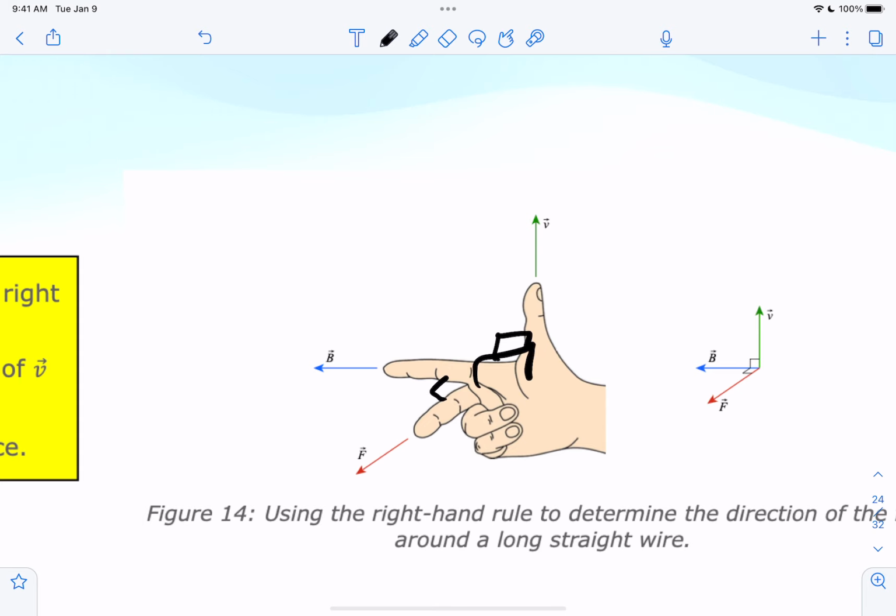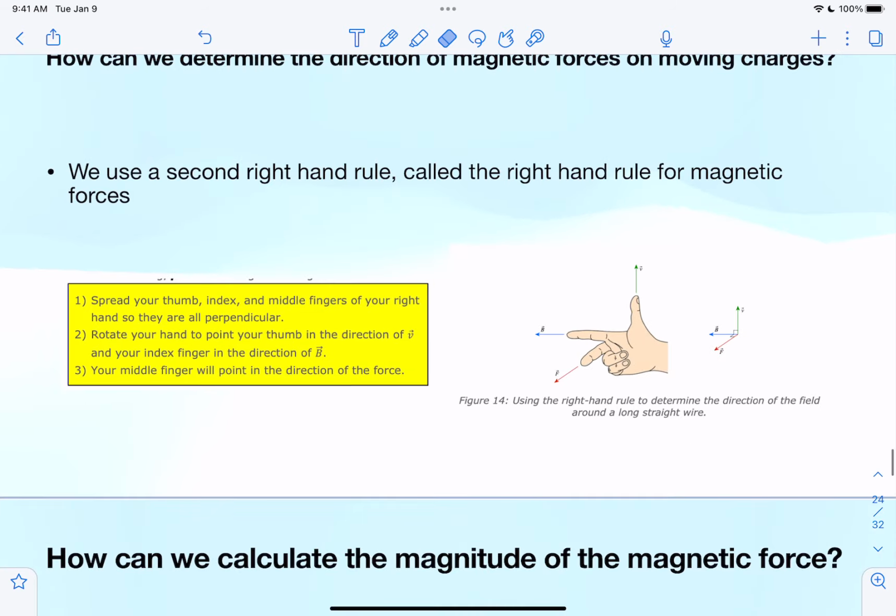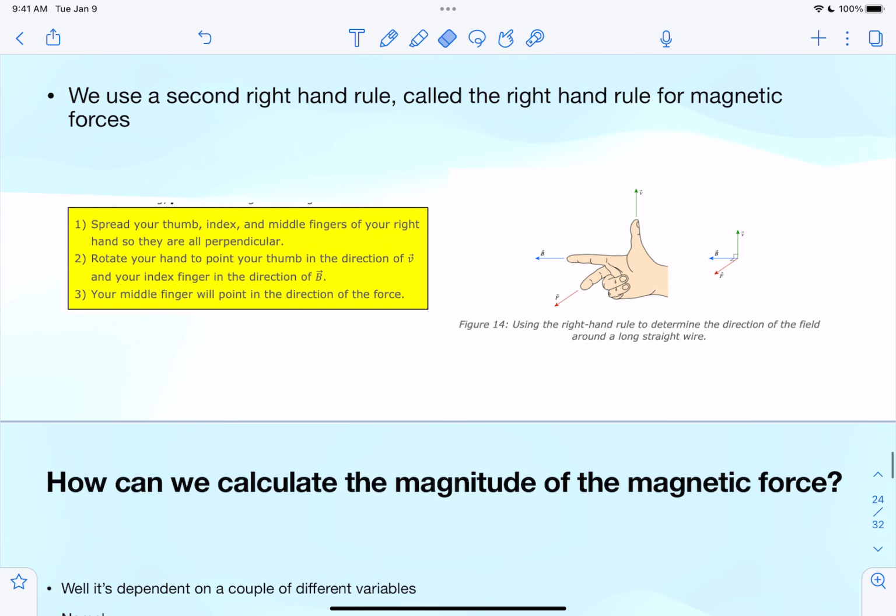And then between the thumb and the middle finger, it's a right angle as well. So kind of make that motion right there with your thumb, index finger, and your ring finger.